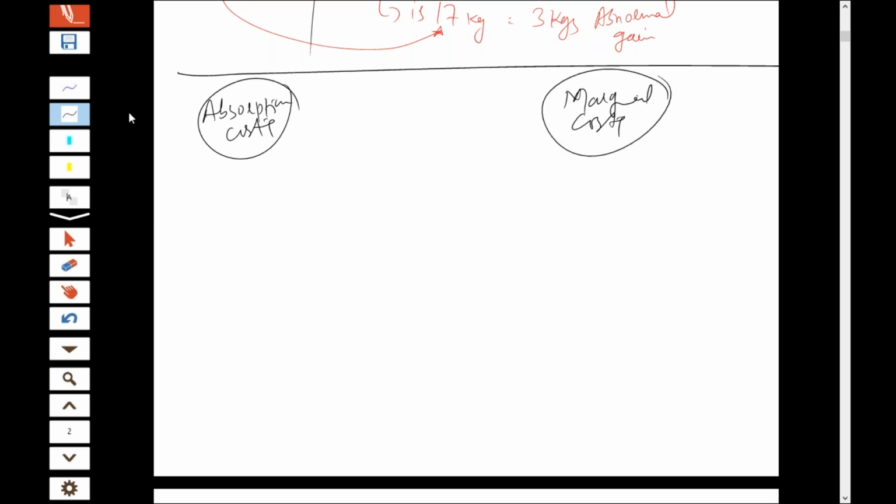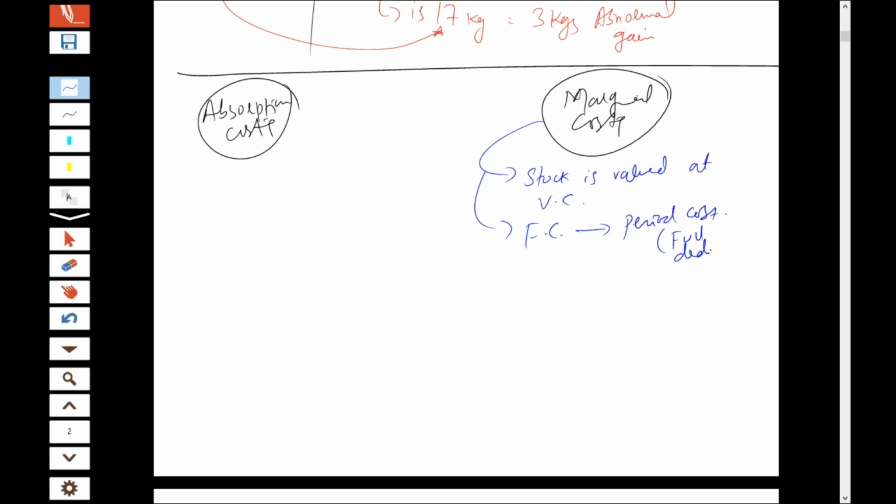Now, the main theme of marginal costing is that stock is valued at variable cost, and they charge fixed cost as a period cost, as a period cost that is fully deducted. And what is absorption costing? In absorption costing, you value your stock at direct material, direct labor, plus variable overheads, plus fixed overheads.